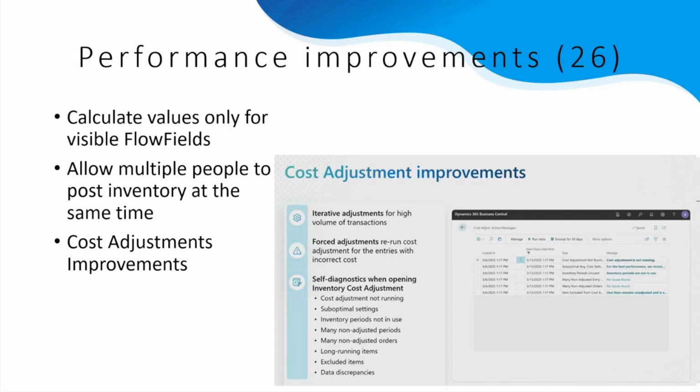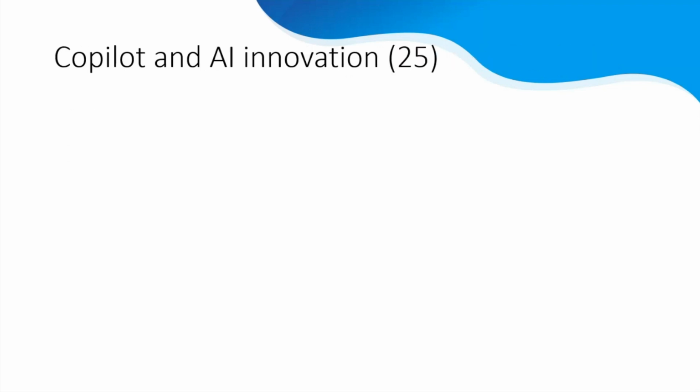So there's a huge benefit on the inventory side with cost adjustments, allowing you to post more transactions at one time, as well as, as we saw in the first, calculating values only for those flow fields that are active on the page. So this should be very exciting for inventory related transactions, for customers that would benefit from that.